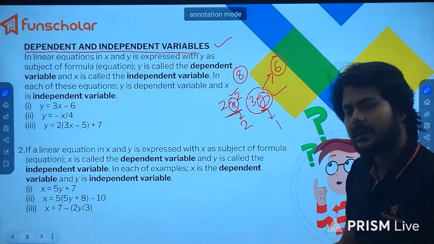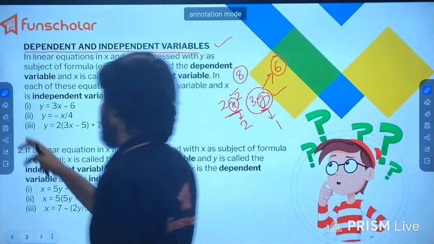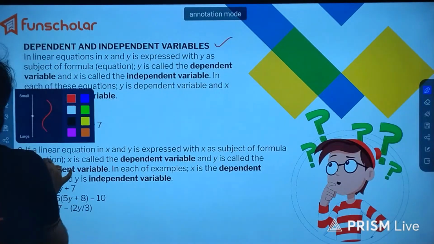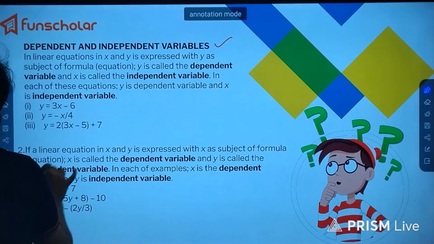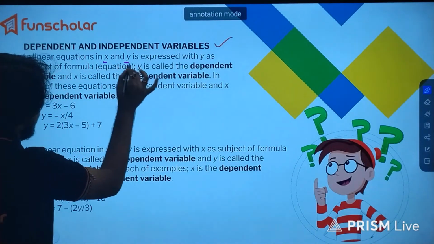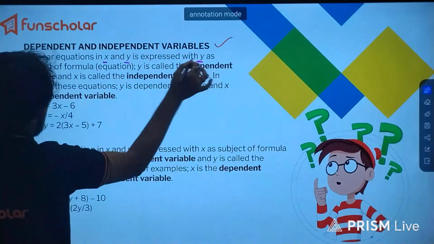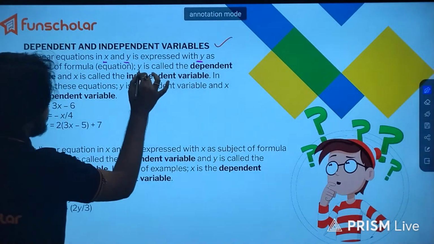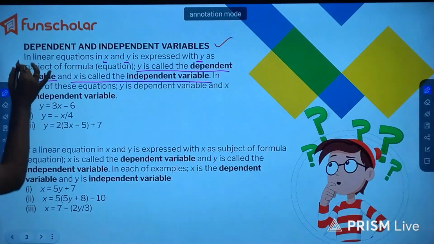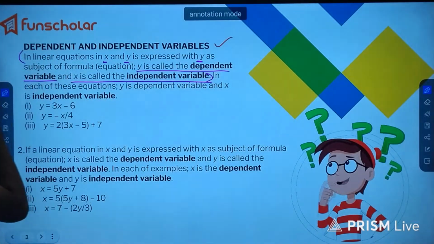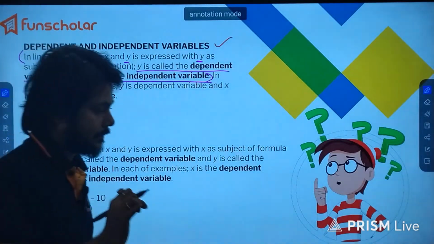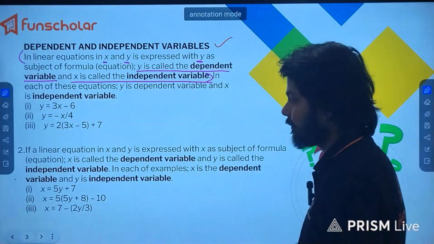But what are dependent and independent variables? See carefully, in linear equations, if x and y are expressed with y as the subject of the formula, y is called the dependent variable and x is called the independent variable. This is the definition of dependent variable and independent variable. Okay, now see carefully.